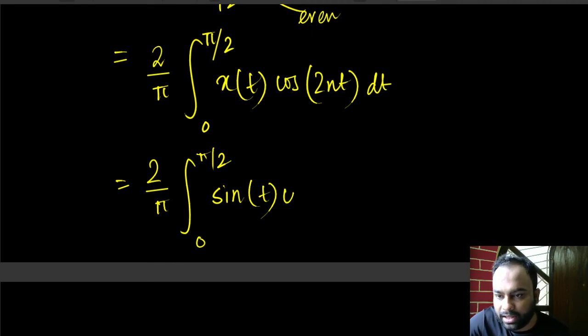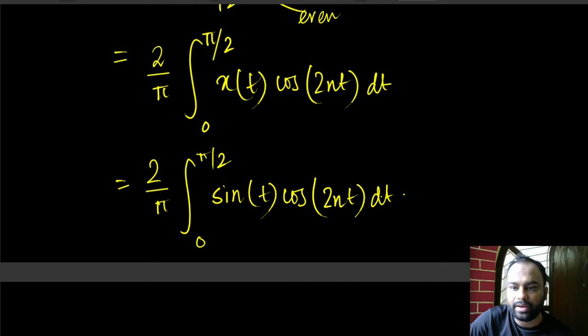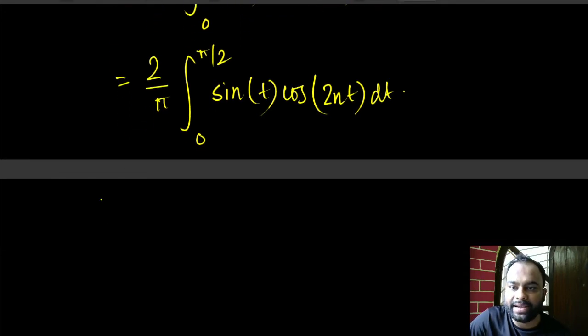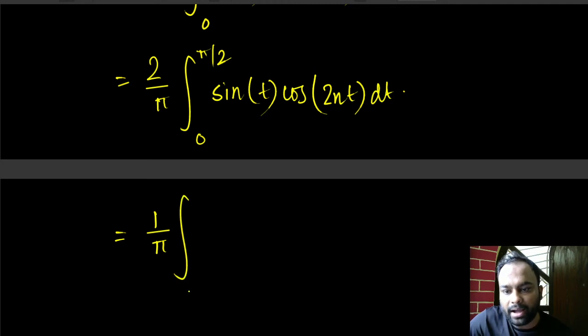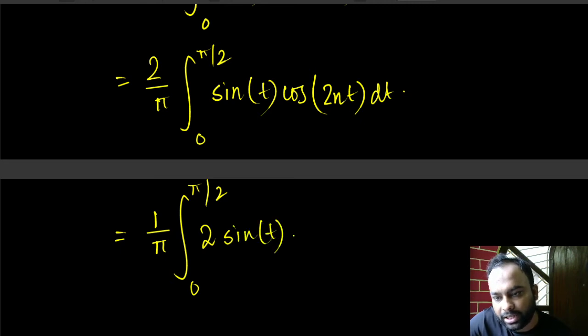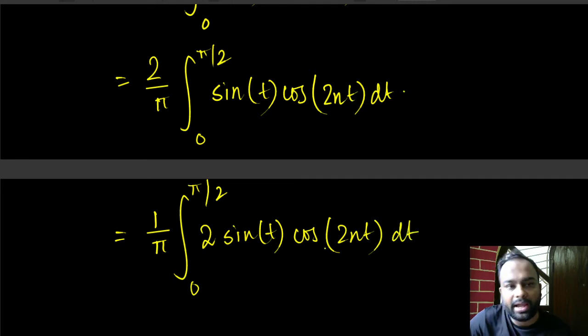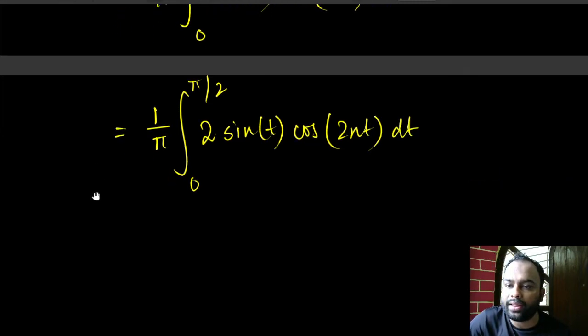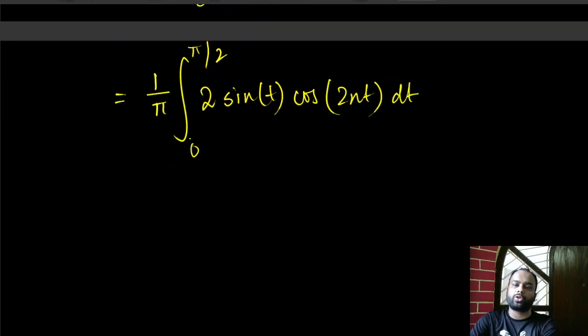Xt is simply sine t, and we have cos 2nt dt, right? And this can be dealt with very easily. For example, I can write 1 by pi here, and integration from 0 to pi by 2. Bring that 2 inside. I have 2 sine t cos 2nt dt and ask you to recall a formula that you studied in your school level.